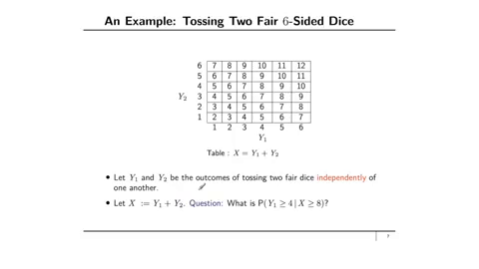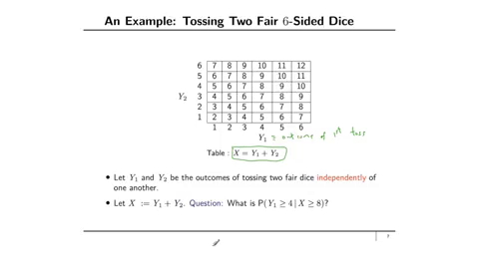Let's look at an example. So here's an example where we're going to toss two fair six-sided dice. Y1 is going to be the outcome of the first toss, and Y2 will be the outcome of the second toss. X is equal to the sum of the two, and that's what we've plotted in the table here. So for example, the 9 here comes from 5 on the first toss and 4 on the second toss. So 4 plus 5 equals 9. So that's X equals Y1 plus Y2.